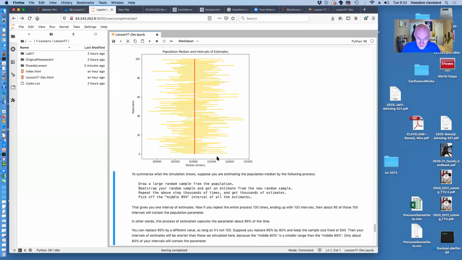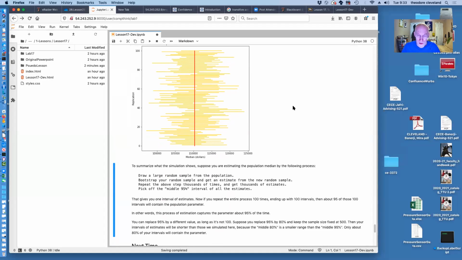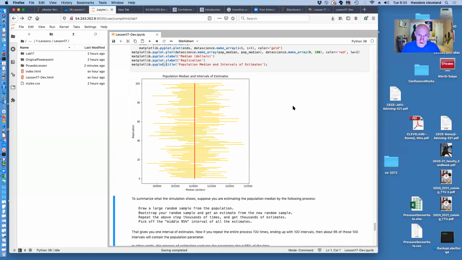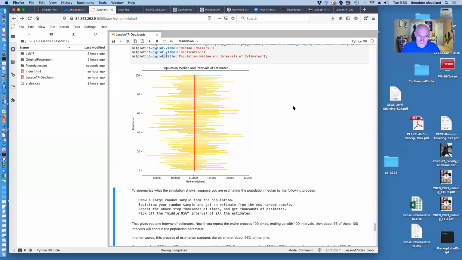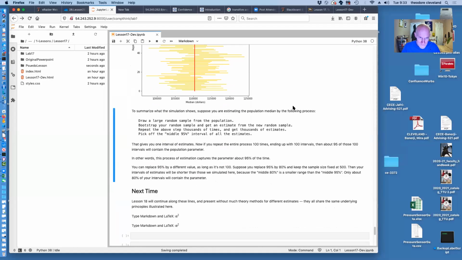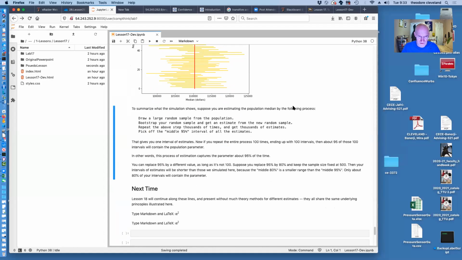So here are our results. That interval, 1 does not contain it, 2, 3, 4, 5, 6. But most of the intervals, 94 of them, contain the population value, the red line. And so we can state that our 95, actually, let me see if I can replace that.